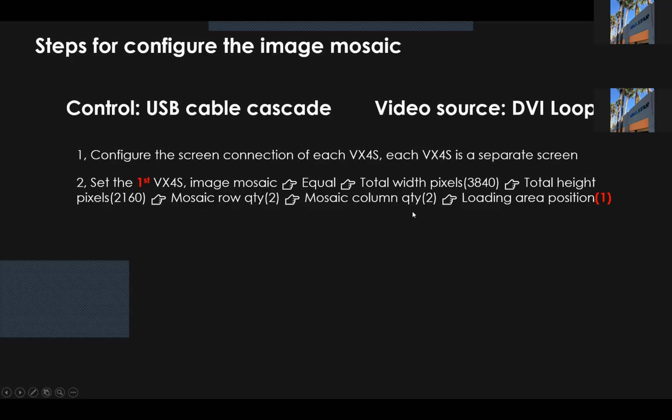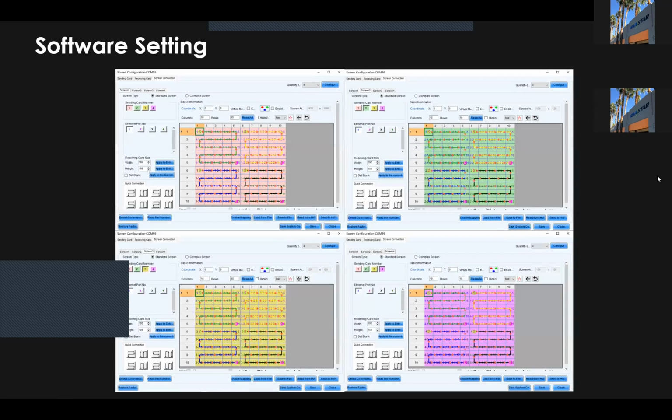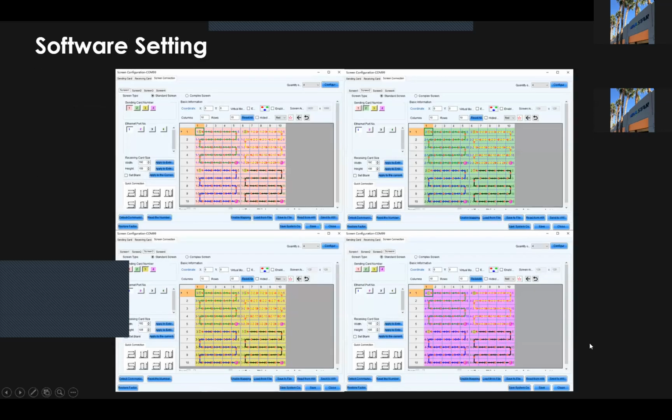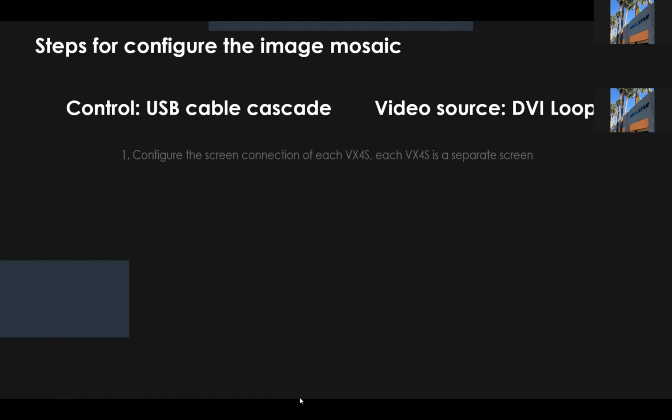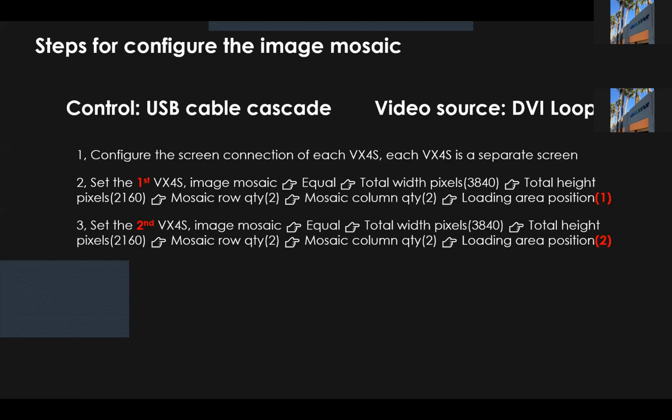Let's say here it is 2 and 2, because we made it with two rows and two columns. That's the reason why the mosaic row quantity and mosaic column quantity are both 2. And one more important thing is the loading area position. The first device will load the first area position.